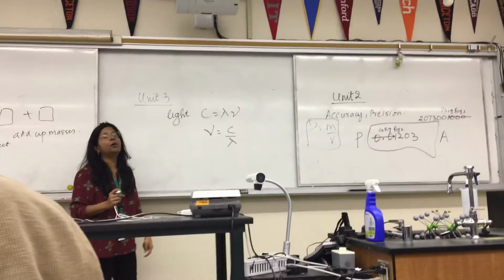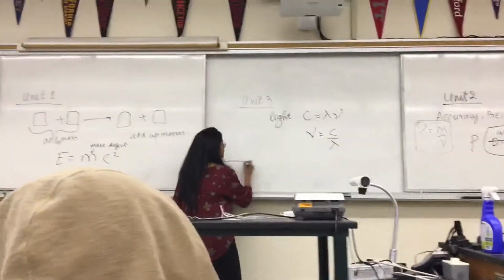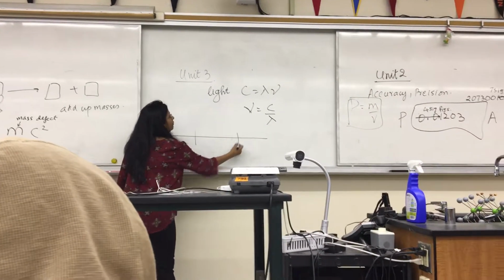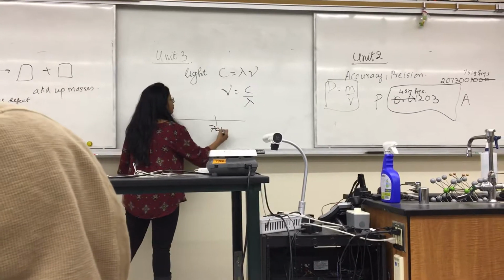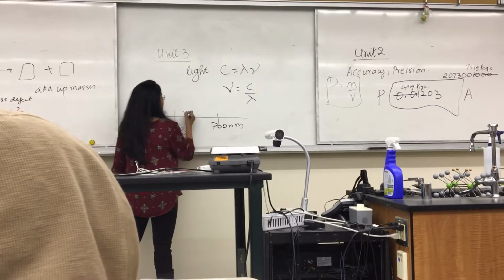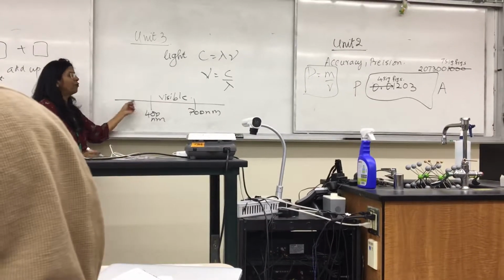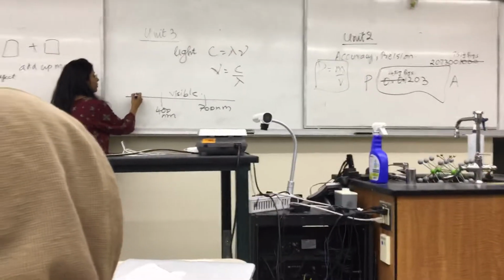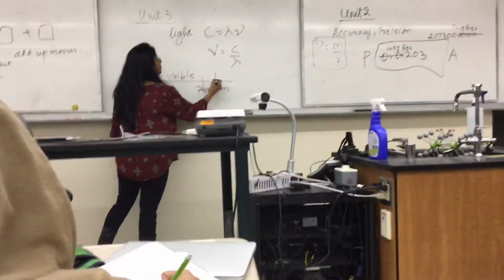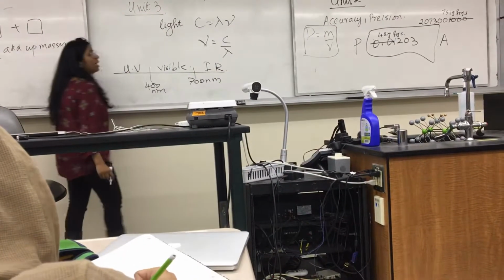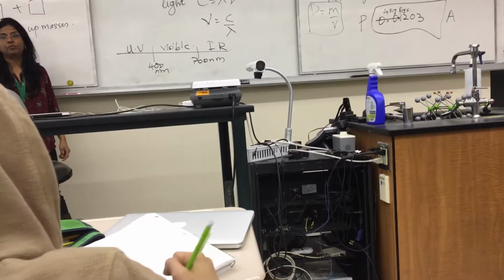Now, you have to know your electromagnetic radiation. What that means is in the visible region, 400 nanometers to 700 nanometers is what? Visible. Now, before 400 is what? UV. And after 700 is what? Infrared, IR. You need to know at least this much.